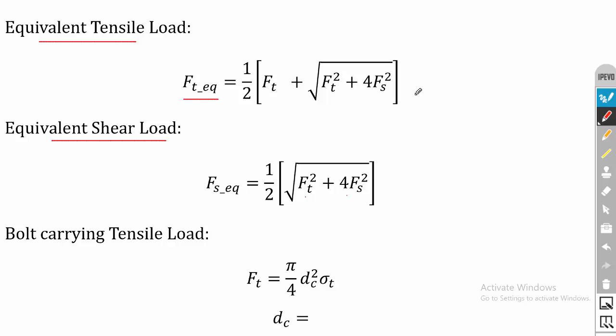For example, if sigma t is given in the problem, you can calculate Ft equivalent and substitute in the stress equation, Ft equals pi by 4 dc square into sigma t, and calculate the value of dc. In case Fs equivalent is given, you can replace Ft by Fs, and in the place of sigma t you can use tau, and find the value of the core diameter dc.